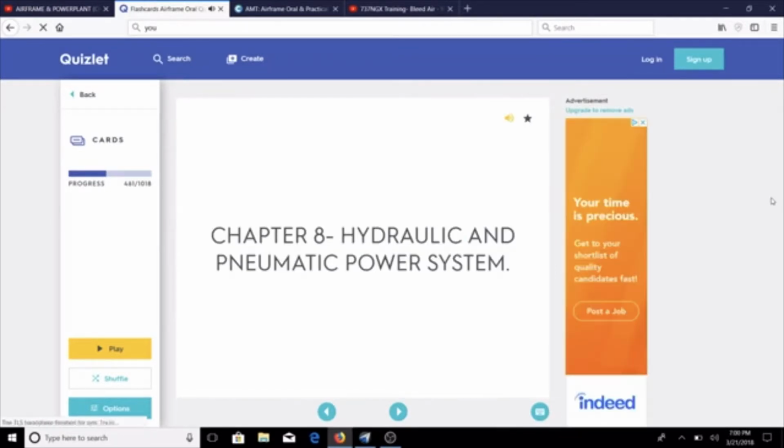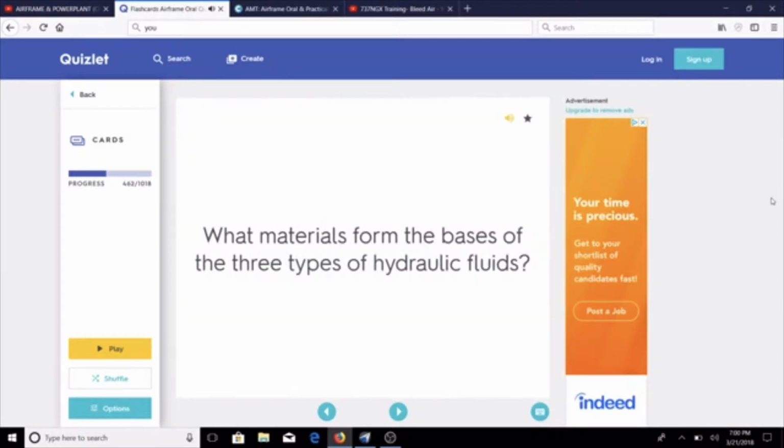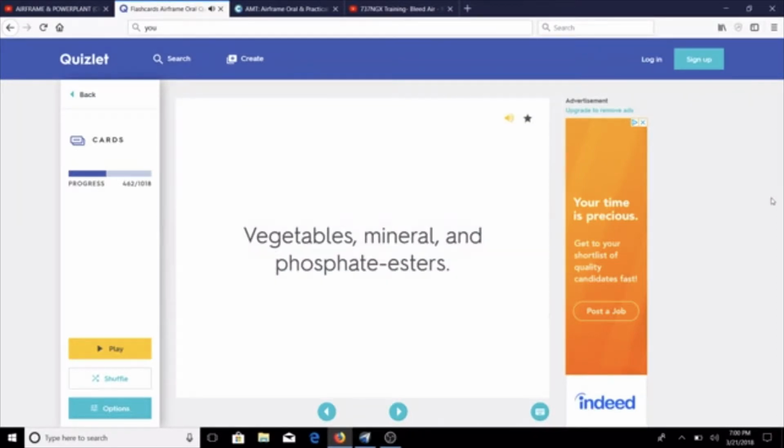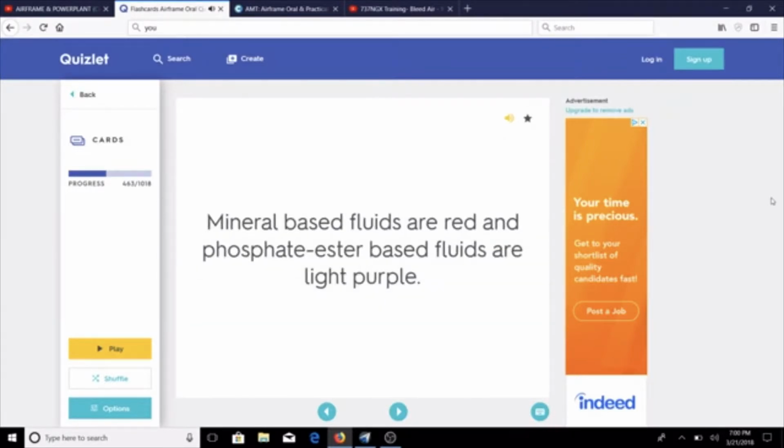Chapter 8, Hydraulic and Pneumatic Power Systems. Terms. What materials form the basis of the three types of hydraulic fluids? Vegetable, mineral, and phosphate esters. What colors denote mineral-based and phosphate ester-based hydraulic fluids? Mineral-based fluids are red and phosphate ester-based fluids are light purple.